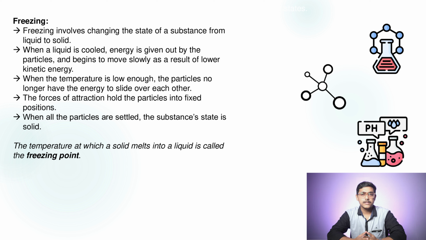Now, let us take a look at the changing of state from liquid into a solid. The process involving the change of state of a substance from liquid into solid is called freezing. The whole process is basically reversed. So when a liquid is cooled, energy is given out by the particles, and thus the particles begin to move slower as a result of lower kinetic energy. When the temperature is low enough, the particles no longer have the energy to slide over each other. The forces of attraction between the particles are now able to hold the particles into fixed positions, and thus, as the particles are settled, the substance's state becomes solid. The temperature at which a liquid freezes into a solid is called the freezing point.